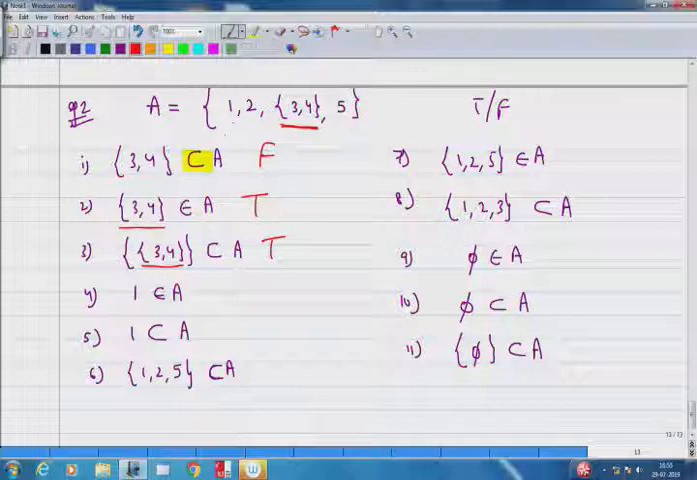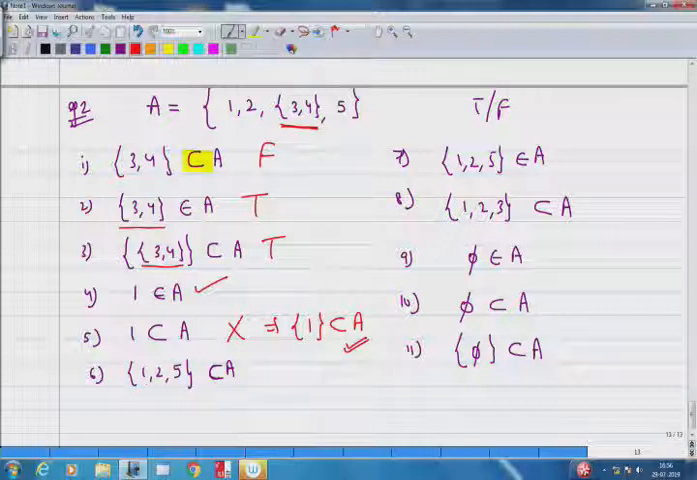1 is an element of A. An element is written directly, as I have told you. So 1 is written directly, so the fourth one is correct. But we cannot say 1 is a subset. This one is false. Why? Because the symbol used is subset over here, and 1 is not a subset, 1 is an element. If we want to correct this, if I write it like this, then you can say this is right, because 1 is a subset, we have used the curly braces.